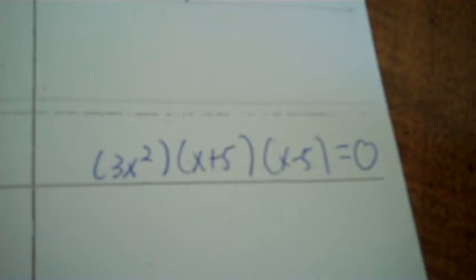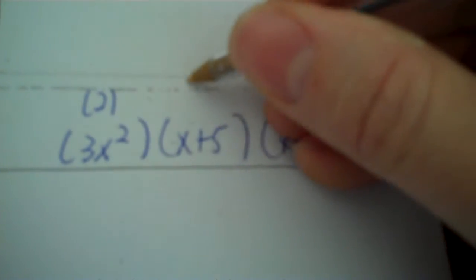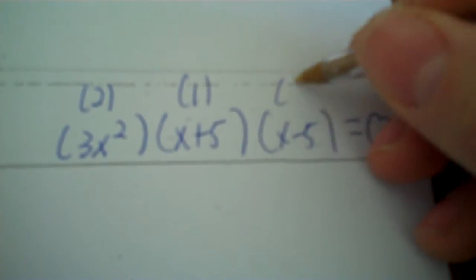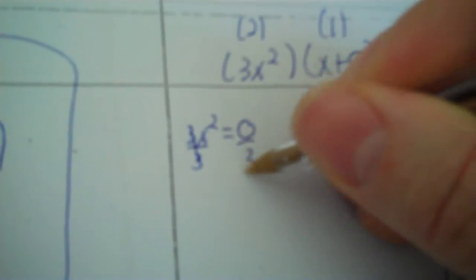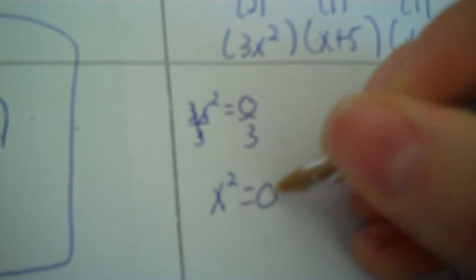Now you put equals 0 behind it now, since you're solving. Now you apply the zero product property. Now, since this x is to the second power, we're going to get 2 answers from that factor. That's x to the first, so that would be 1 answer, and that's x to the first, so that would be 1 answer. That would be a total of 4 answers. Now I take that 3x to the second power, set it equal to 0. So you divide by 3. 0 divided by 3 is 0.